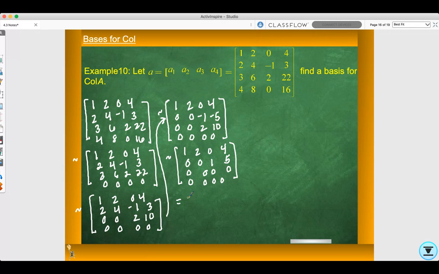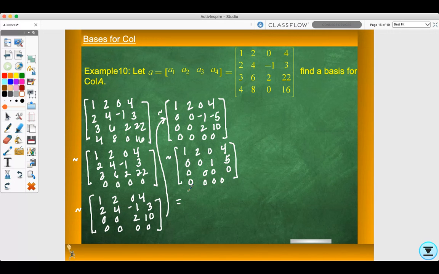And we're going to say that this equals B1, B2, B3, and B4. And if you notice here, B2 equals 2B1 and A2 equals 2A1. And then if you also notice, B4 equals 4B1 plus 5B3, and A4 equals 4A1 plus 5A3. B1 and B3 are not multiples of each other, and A1 and A3 are not multiples of each other.